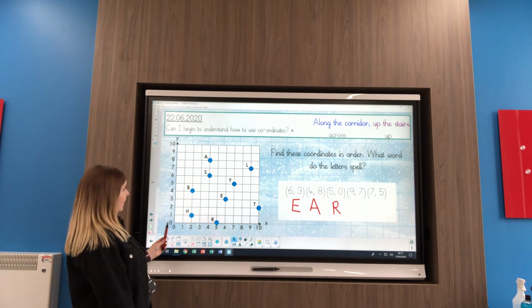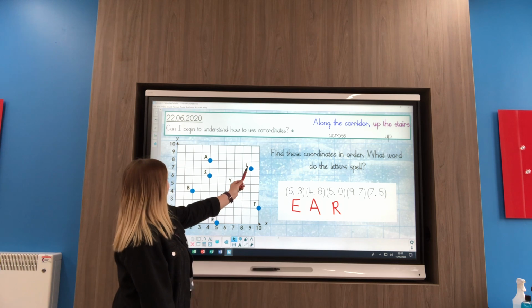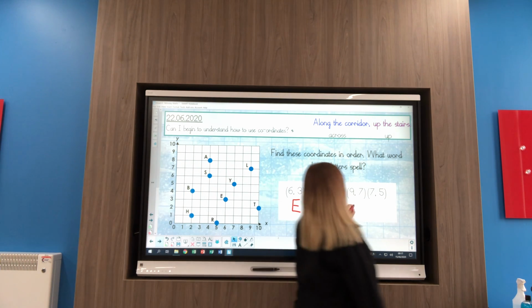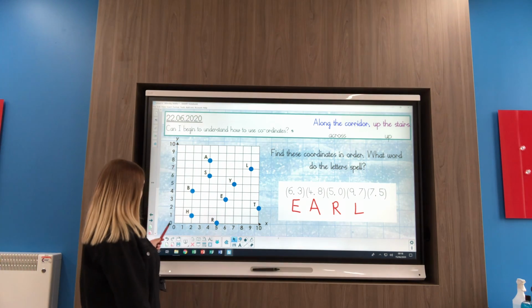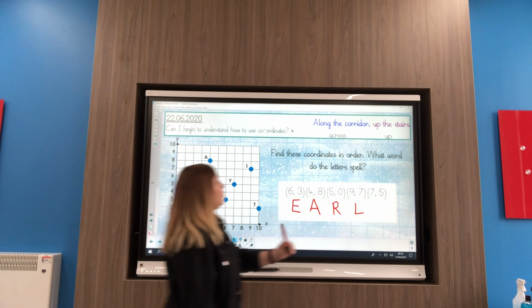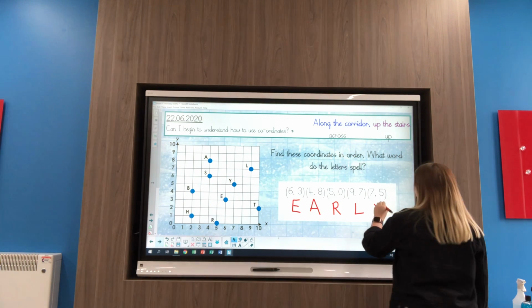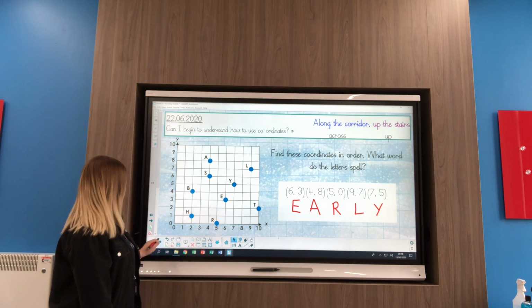9 across and 7 up, so again 9 across, 7 up is L, and our final one then is 7 across, all the way to 7 and then up to 5, which is a Y. So our coordinates helped us to spell the word early.